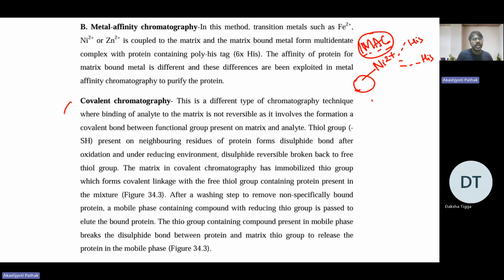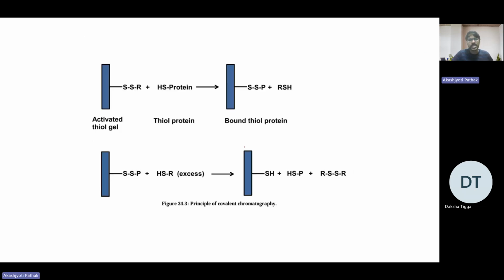Then another is covalent chromatography. So this is a type of chromatography. Here you are utilizing the thiol group. So you see this figure. You have an activated thiol group. Your thiol group is basically this SH. Okay, so this is SSR, and you have HS protein.